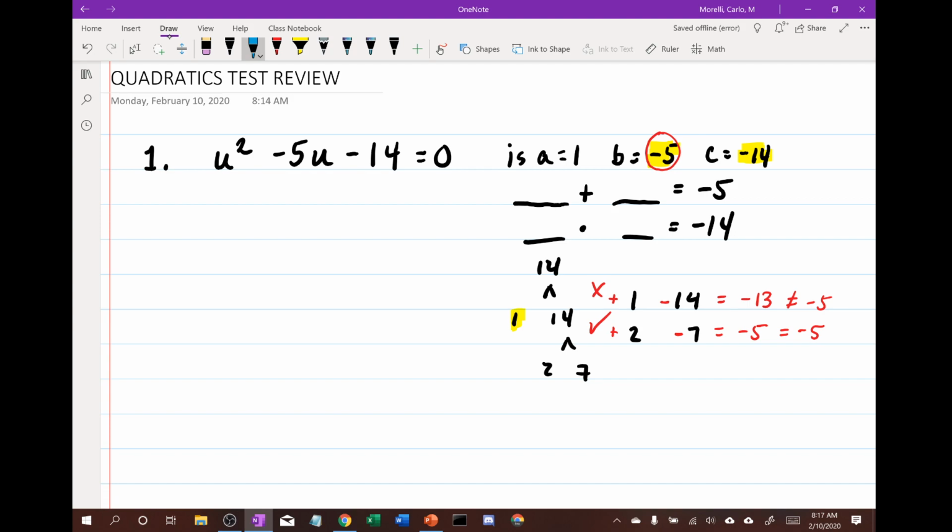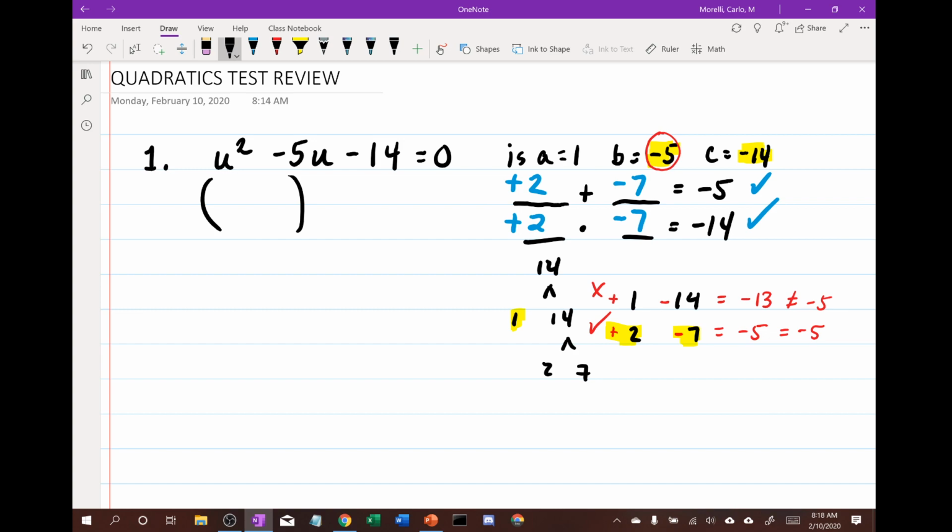Please shout out or make a loud noise if you need me to re-explain. So, ladies and gentlemen, these are your factors. We're going to write plus 2 and minus 7. Just make sure it works. 2 plus negative 7 equals negative 5, check. 2 times negative 7 equals negative 14, check. It works, and now we're ready to factor.